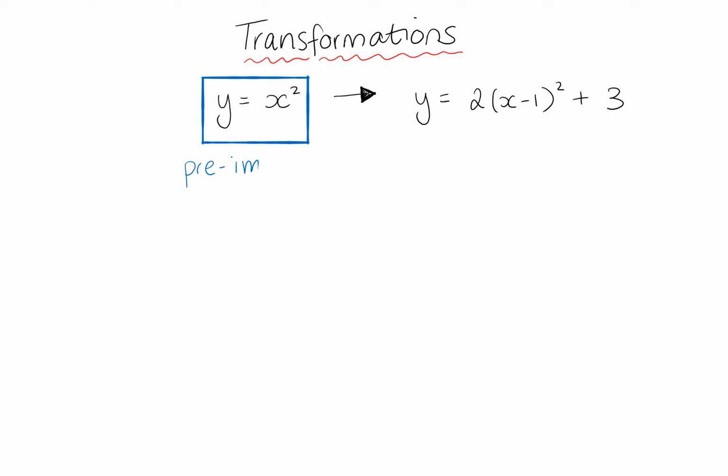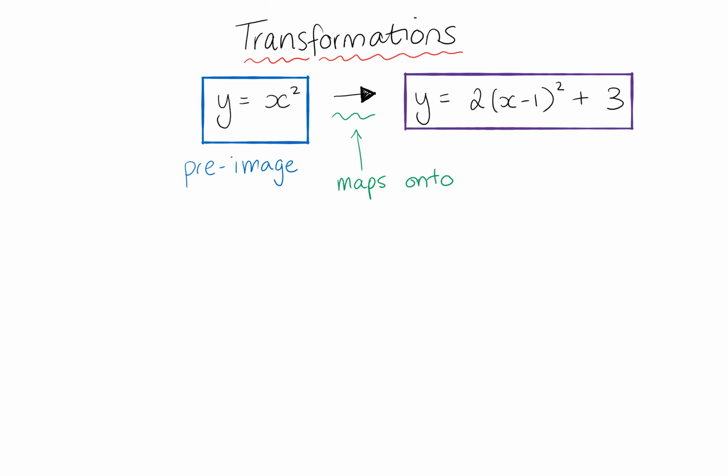The arrow that you see there is maths language or maths notation for maps onto. Okay, maps onto. And that word onto is really important. So that arrow means maps onto. Now, the last thing, so our slightly more complicated graph in this case, we would call the image.